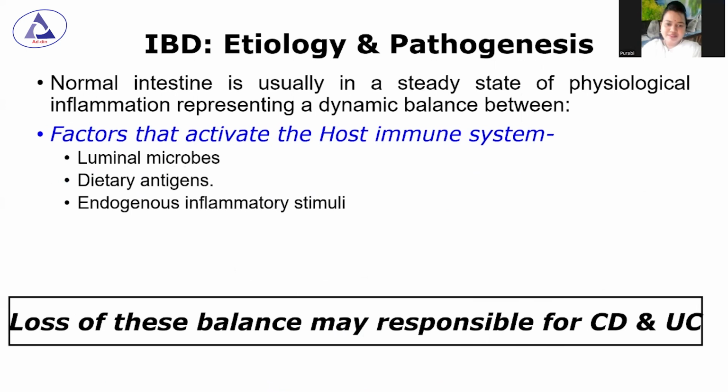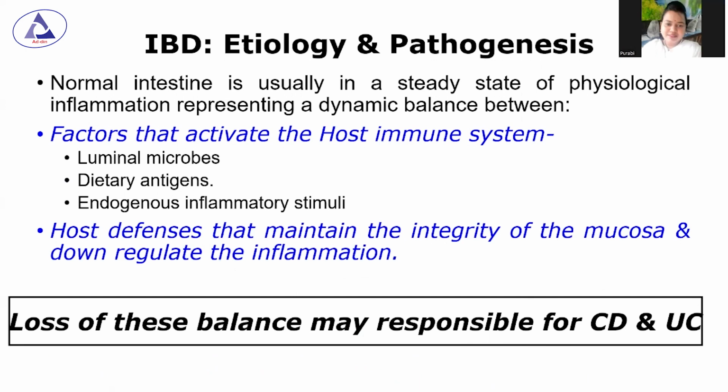The normal intestine is usually in a steady state of physiological inflammation, representing a dynamic balance between factors that activate the host immune system and other factors, host defense, that maintain the integrity of the mucosa and down-regulate the inflammation. Factors that activate the host immune system are luminal microbes, dietary antigens, and endogenous inflammatory stimuli. Loss of this balance may be responsible for Crohn's disease and ulcerative colitis.